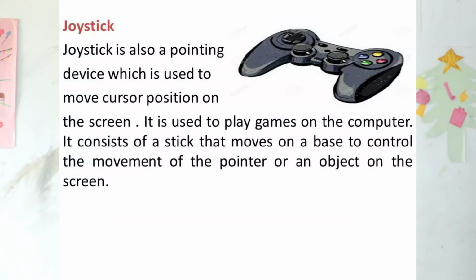And fourth one is joystick. Joystick is also a pointing device which is used to move cursor pointing on the screen. It is used to play games on the computer. It consists of a stick that moves on a base to control the movement of the pointer or an object on the screen. Second is output hardware.